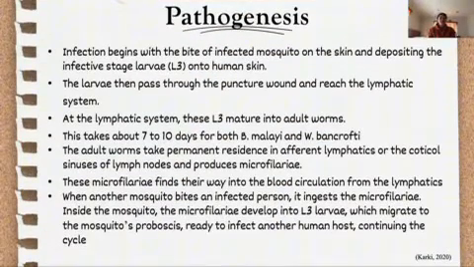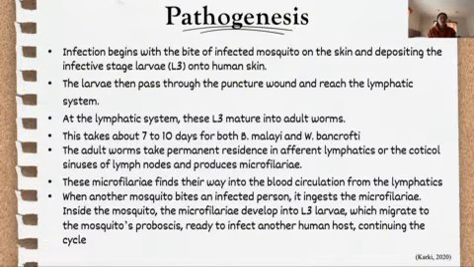Moving on to the pathogenesis of Brugia malayi, it starts off with the bite of the infected mosquito onto the human skin and depositing the infected third stage larvae into the human skin. These larvae will then enter the human body through punctured wounds or cuts, and then later on reach the lymphatic system. At the lymphatic system, they will mature and develop into adult worms.